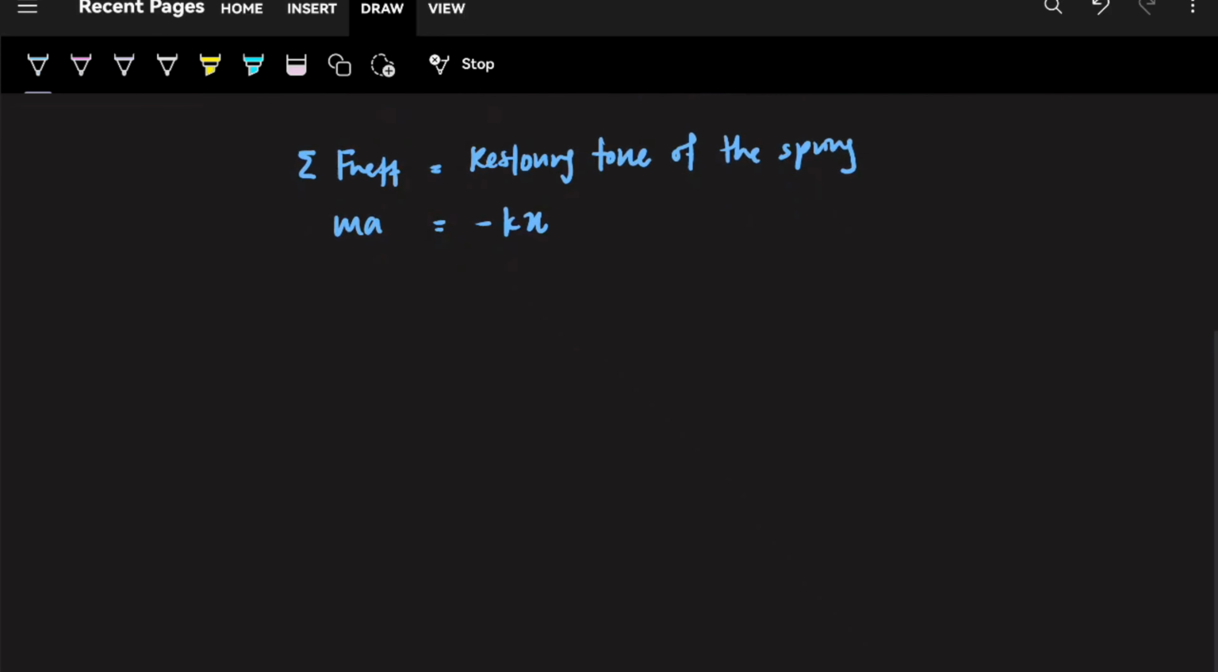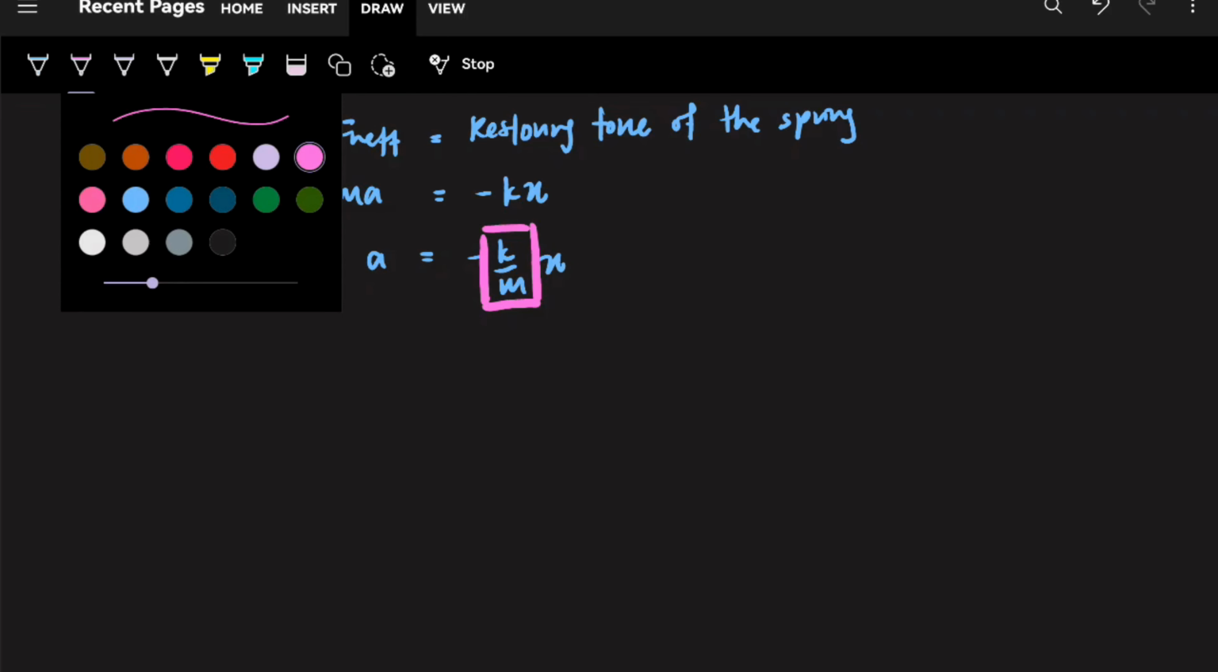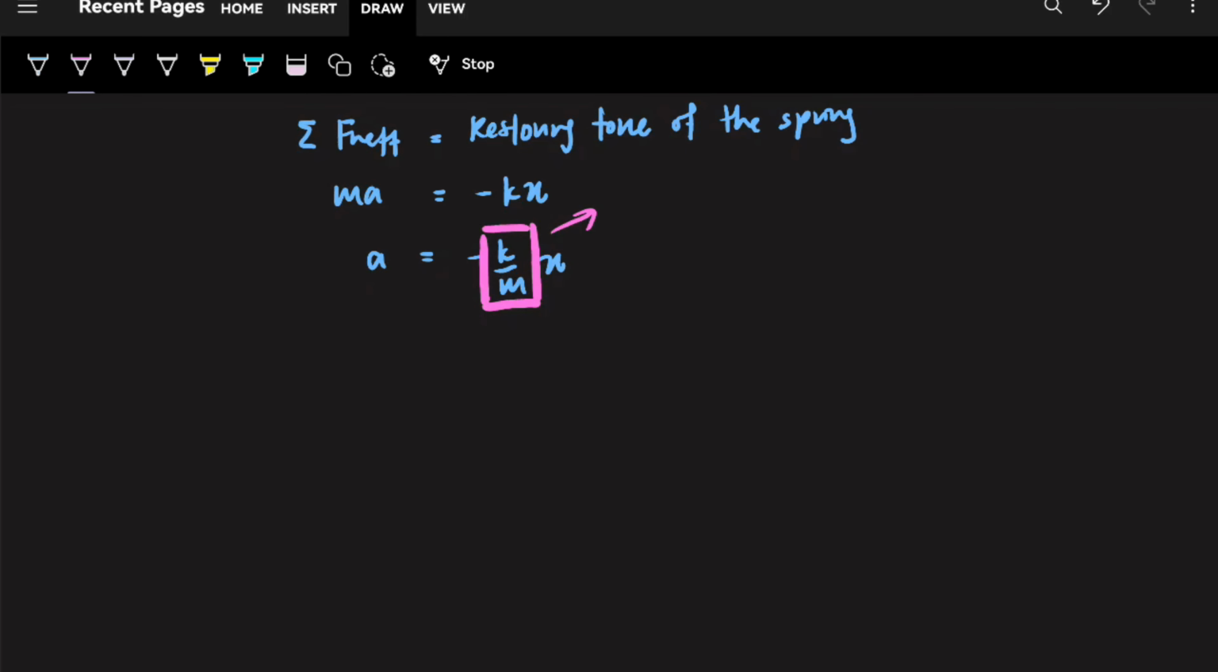Okay, so let's make acceleration the subject, and you'll have negative k over m times x. We have also derived this equation, and we have come to the conclusion that k over m, okay, that is a really thick marker, let me make it smaller, is omega squared. I've also derived this, and you will get acceleration equals negative omega squared x. This is a very famous equation in simple harmonic motion.